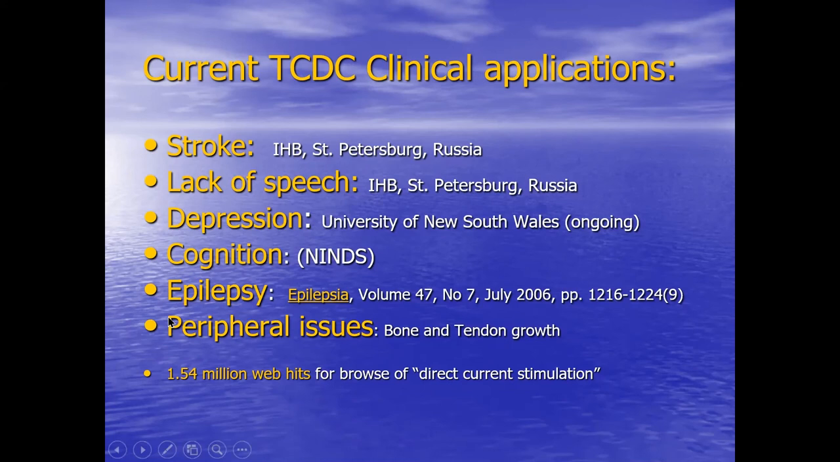Peripheral issues, they actually do DC stim for bone and tendon growth. There's a lot of people that have a cast on their leg that have a built-in stimulator inside the cast. So it's a long time ago, but there were 1.5 million web hits on direct current stimulation. But, you know, it might have been a million of those that just responded to stimulation. So we don't really know.